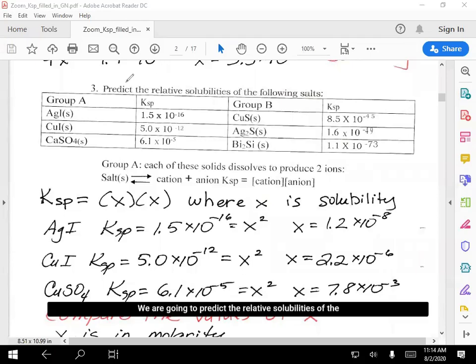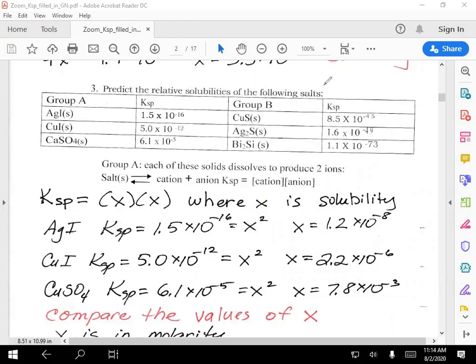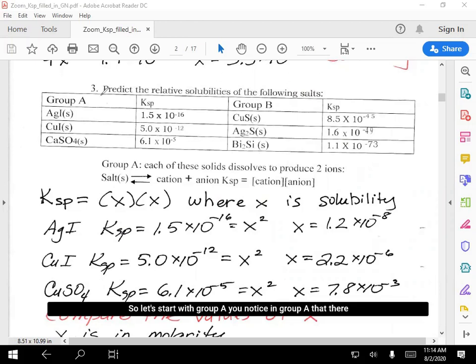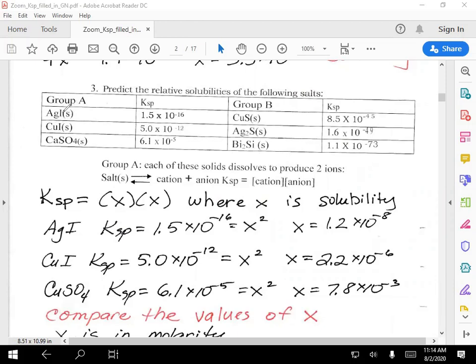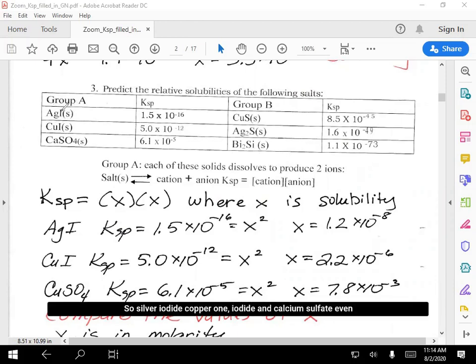We are going to predict the relative solubilities of the following salts. So let's start with group A. You notice in group A that there is one cation to one anion. So silver iodide, copper 1 iodide, and calcium sulfate. Even though calcium is a +2, we still have one calcium ion to one sulfate ion.